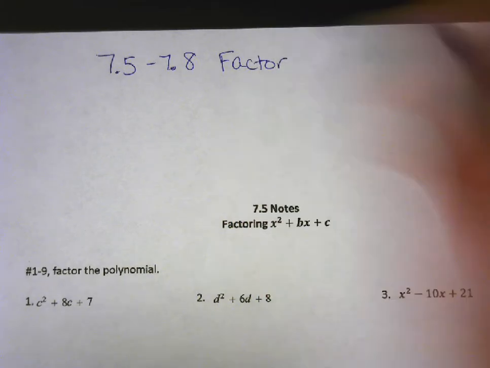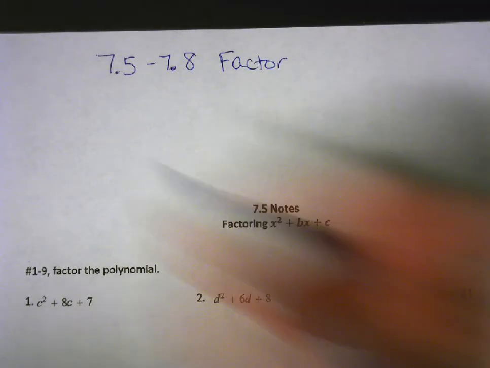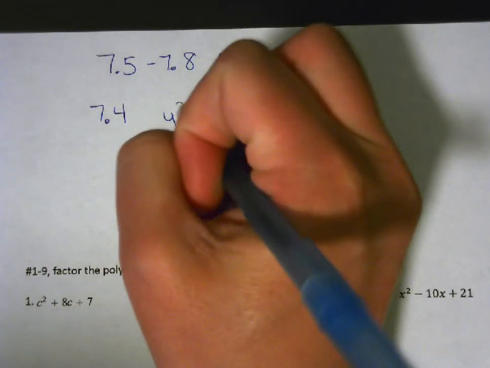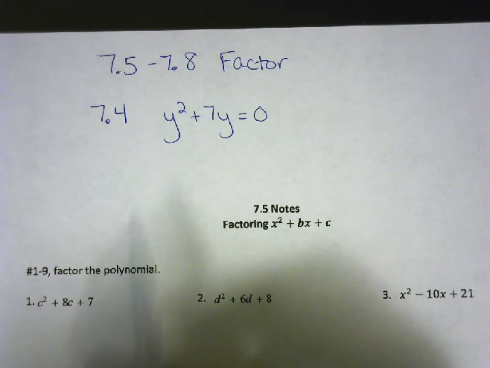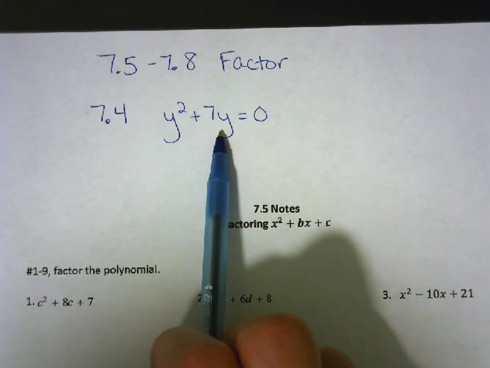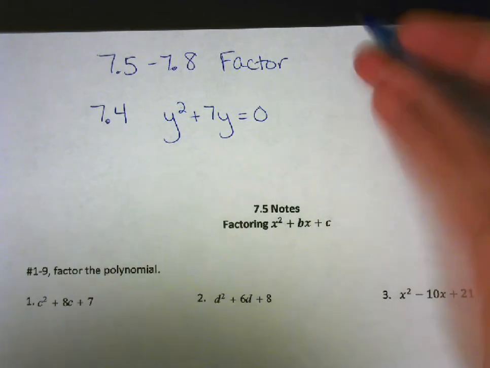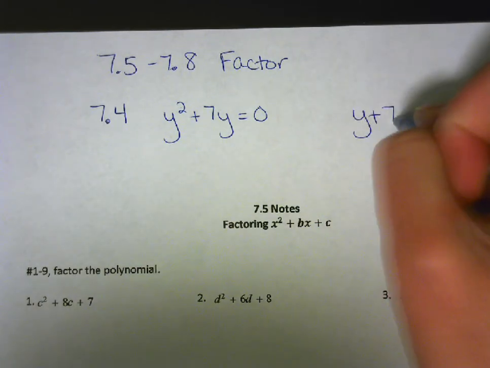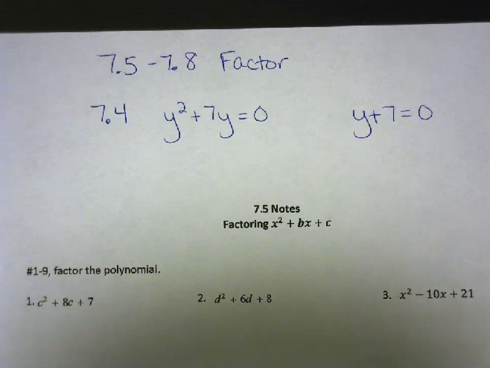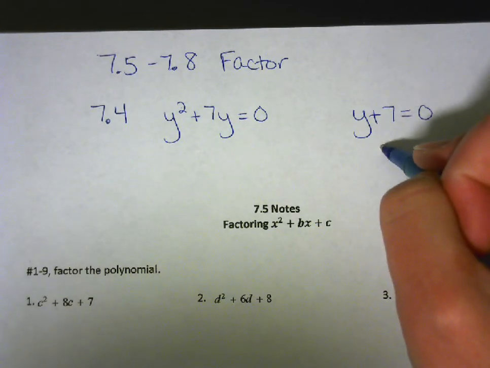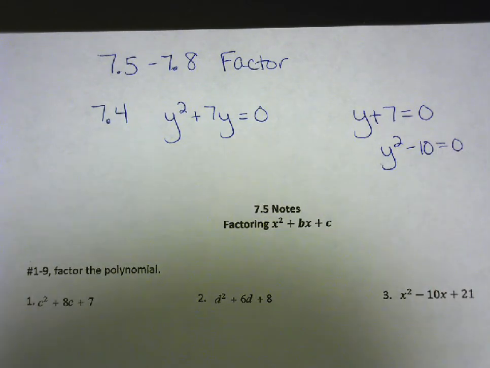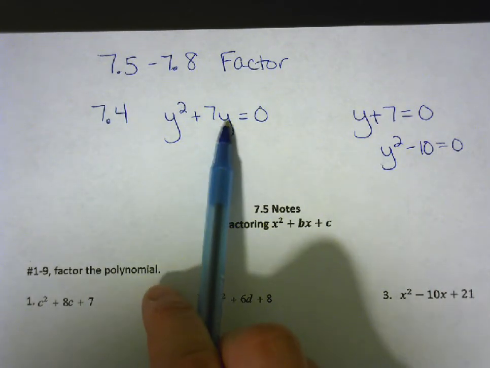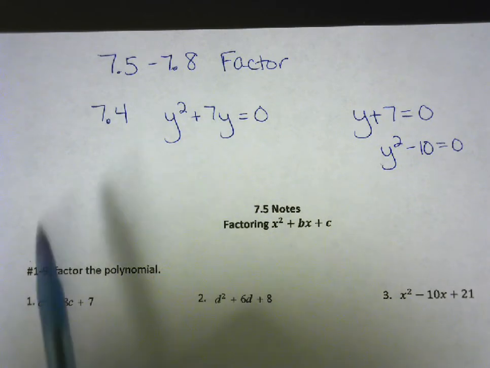Now, let me just explain something real quick. If you remember back from 7.4, you were given a problem potentially that might have looked something like this. Okay? We don't know how to solve a typical problem like this. Like before this class, if you were given y plus 7 equals 0, you could easily solve that. If you were given maybe y squared minus 10 equals 0, you could solve that. But it's when you throw this extra variable in there that makes it really difficult.